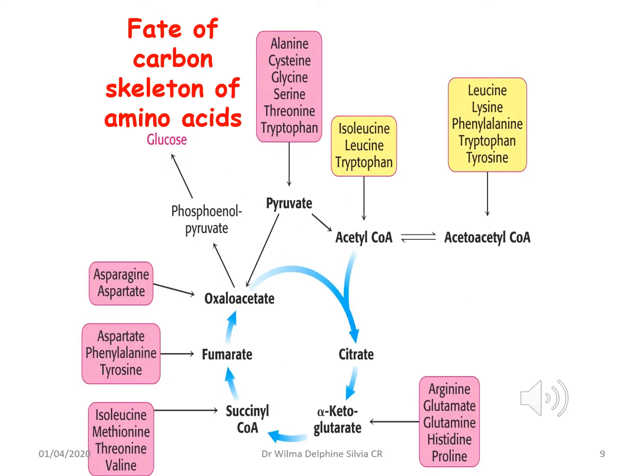Here is the fate of carbon skeleton of ketogenic and glucogenic amino acids. The ketogenic amino acids give rise to acetyl-CoA and acetoacetate, and the glucogenic amino acids like alanine, cysteine, glycine, serine, threonine, and tryptophan give rise to pyruvate. And oxaloacetate is derived from asparagine and aspartate. Fumarate is derived from aspartate and phenylalanine, tyrosine. Succinyl CoA is derived from isoleucine, methionine, threonine, and valine. And alpha ketoglutarate from arginine, glutamate, glutamine, histidine, and proline.